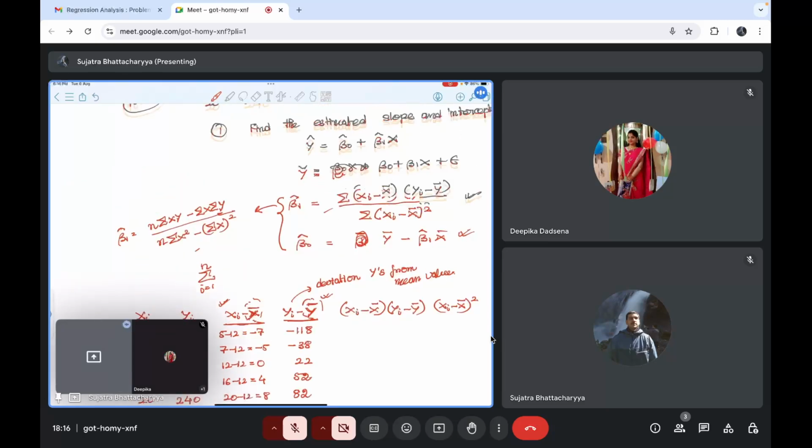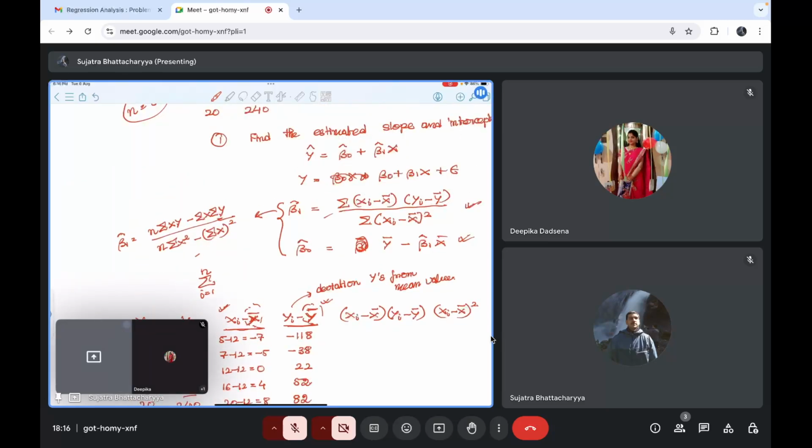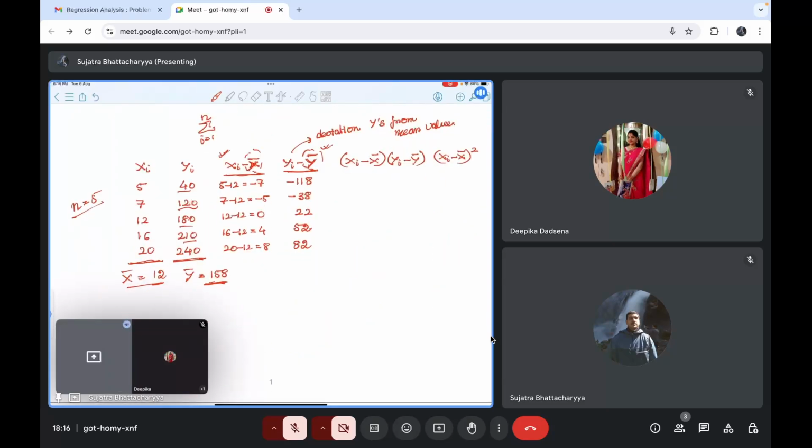Now, in the equation, it is the summation of xi minus x bar multiplied by yi minus y bar. So we have to multiply xi minus x bar into yi minus y bar, and then sum it. Okay. So let us do that. Minus 7 into minus 118 comes out to be 826. Then minus 5 into minus 38 is about 190. Next, 0 into 22. Easy, 0.